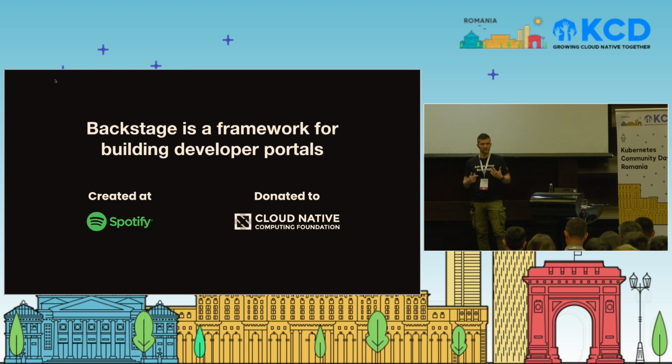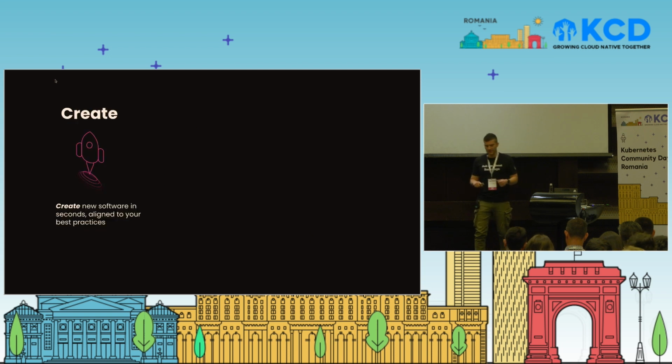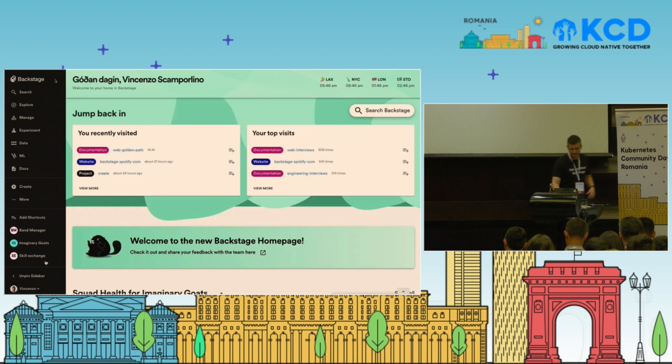And when you create a new developer portal, when you bootstrap a new Backstage app, you get a few features for free. This is the first one. It will let you create new software in seconds. Thanks to software templates, which is one of the core plugins of Backstage. It's a plugin that lets you create templates based on your best practices, and then engineers can use those templates to bootstrap new components, to create new software. Let me show you how it looks.